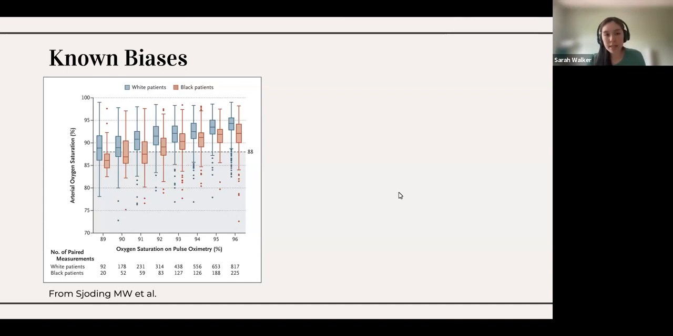So for example, at 89, you can see that the median for white patients is about 89 as expected, but for Black patients, it's much lower, maybe 86 or 87. And overall, the study found that there are these discrepancies between white patients and Black patients. They found that the tool typically overestimated the amount of arterial oxygen saturation in Black patients. And this can have negative outcomes such as delaying supplying additional oxygen to these patients.